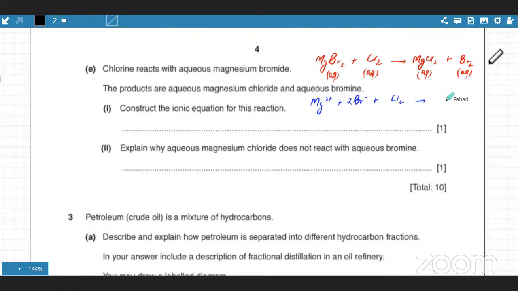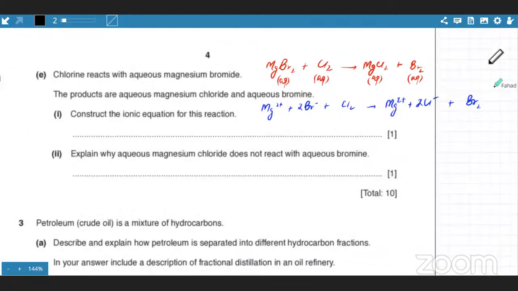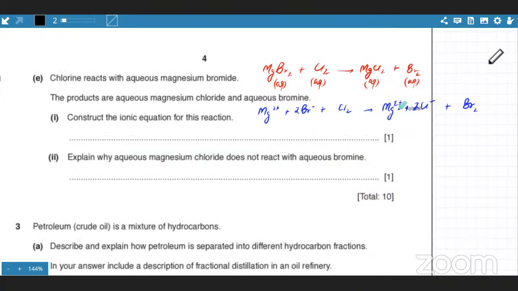The products are MgCl2 that's formed, so Mg2+ ions and two Cl- ions, they would be scattered in water, and you're going to have Br2 that's going to be displaced. Anyways, and you're going to remove the spectator ions. Spectator ions are the ones that don't do anything in the reaction. So Mg2+, it's appearing in the reactants as well as in the products. So that means it's not taking part in the reaction. So any equation without the spectator ions is your ionic equation, which in this case would be 2Br- plus Cl2, and it would form 2Cl- and a Br2 molecule. So that is going to be your equation.